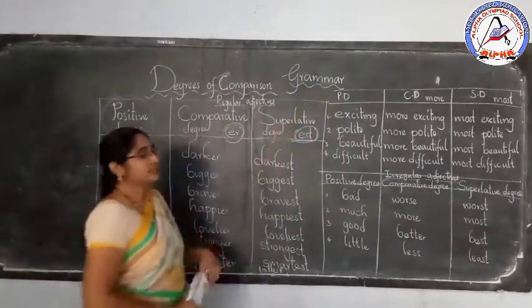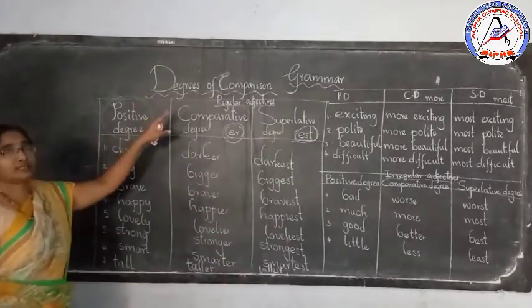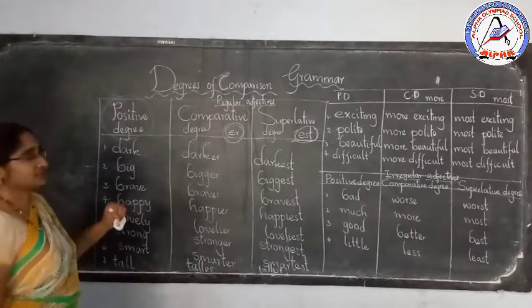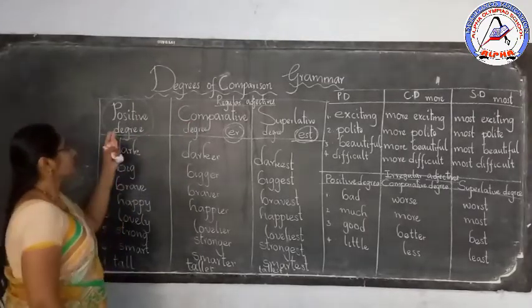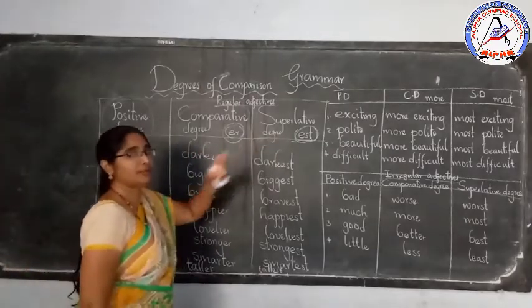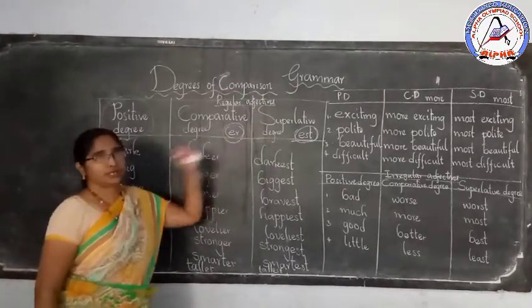And you can write the superlative form. So, how many degrees of comparison are there in total? There are three degrees of comparison in adjectives. What are they? Positive degree, comparative degree and superlative degree.